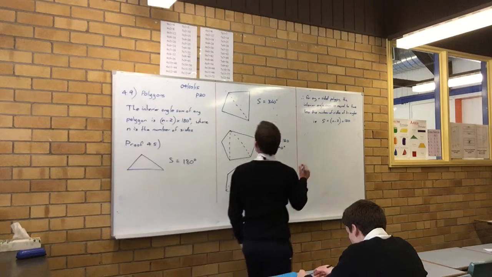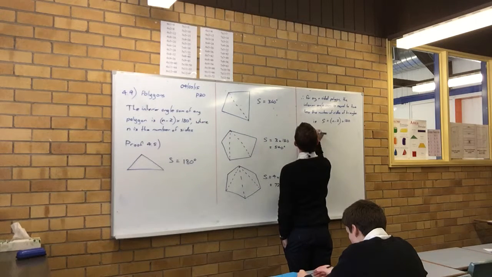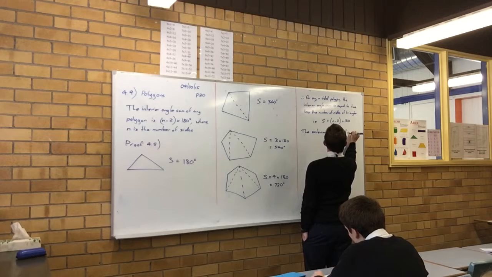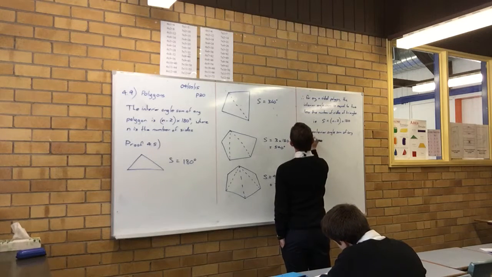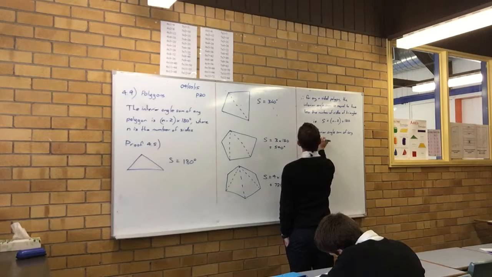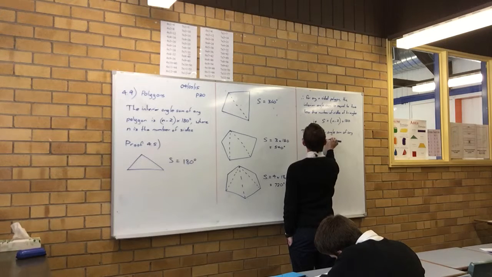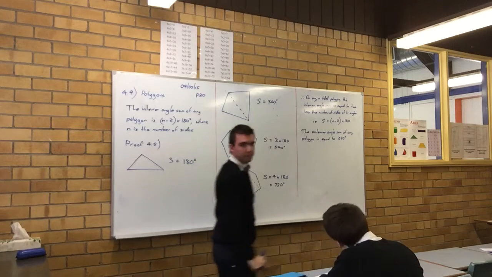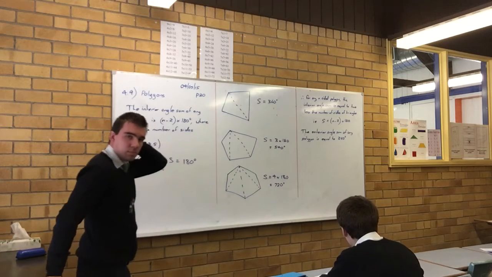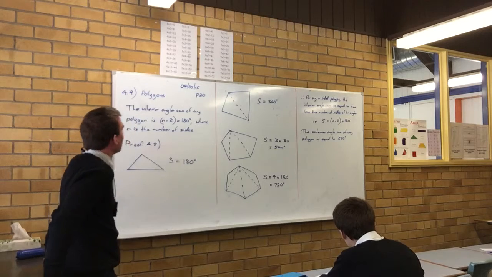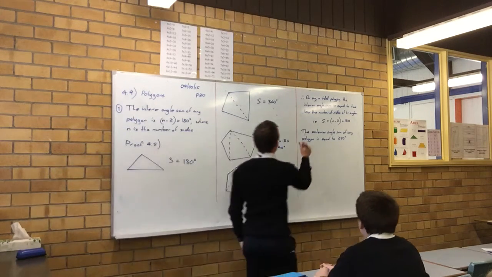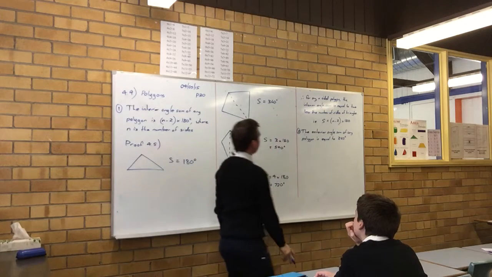Okay, so the other one that you need to know: the exterior angle sum of any polygon is equal to 360. So it's property number 1, and this is property number 2.